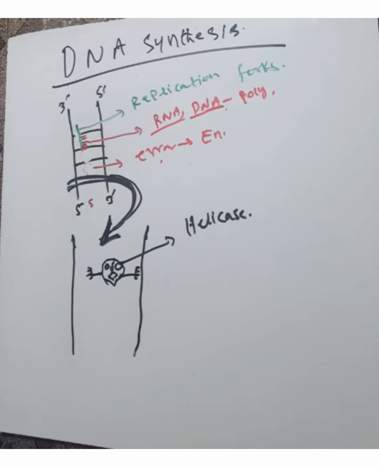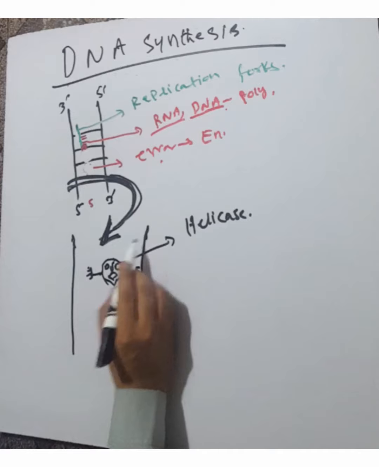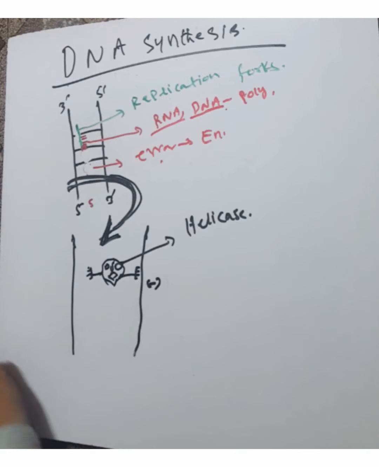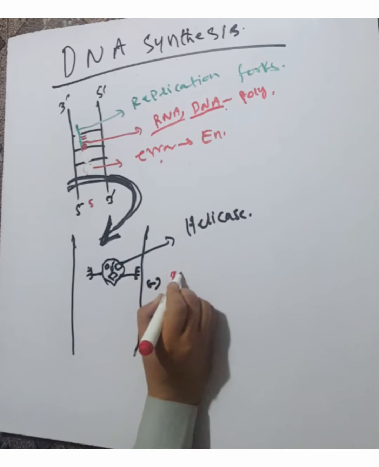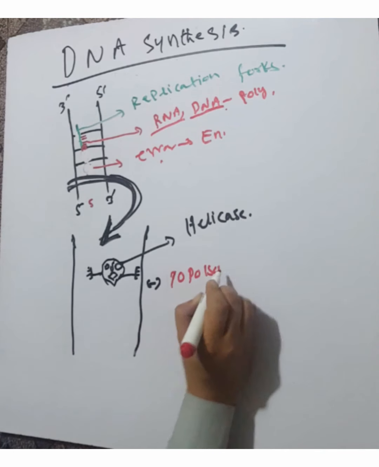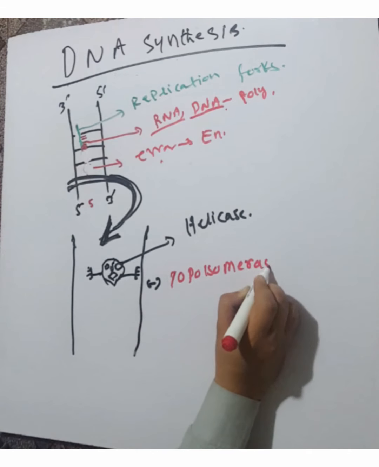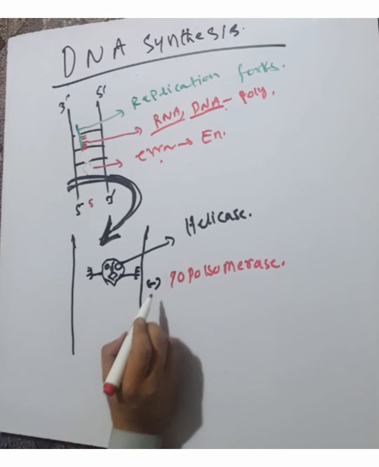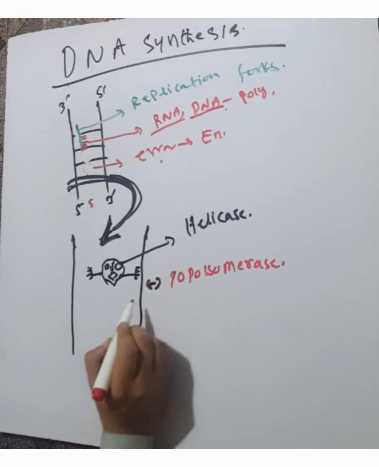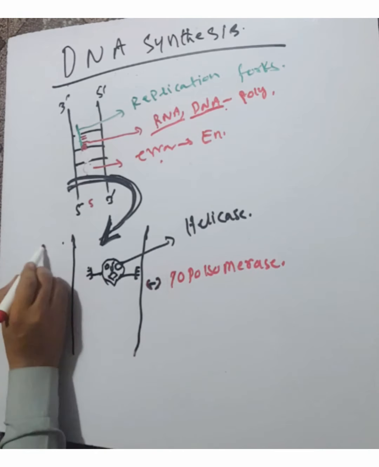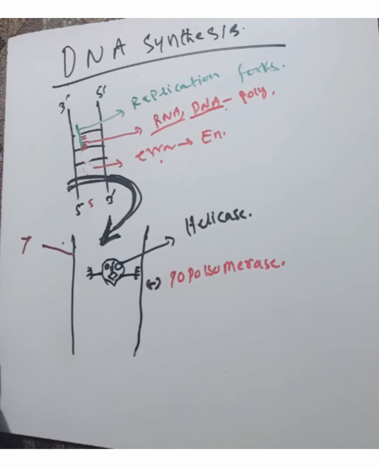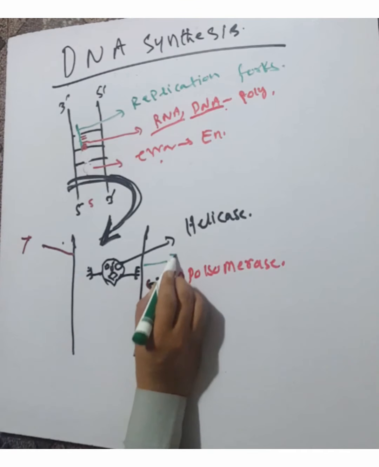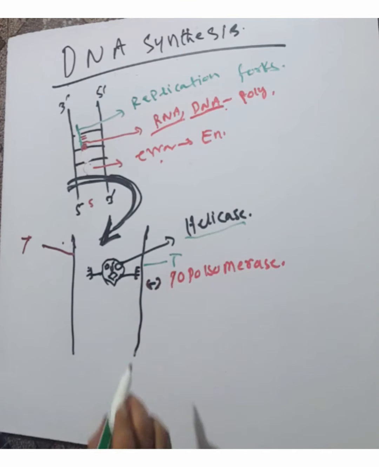The rewinding, that is the zipping of these strands again, is prevented by another enzyme called topoisomerase. Topoisomerase prevents the recoiling of these template strands. These two are the template strands, the original strands, and they become separated by the helicase enzyme.